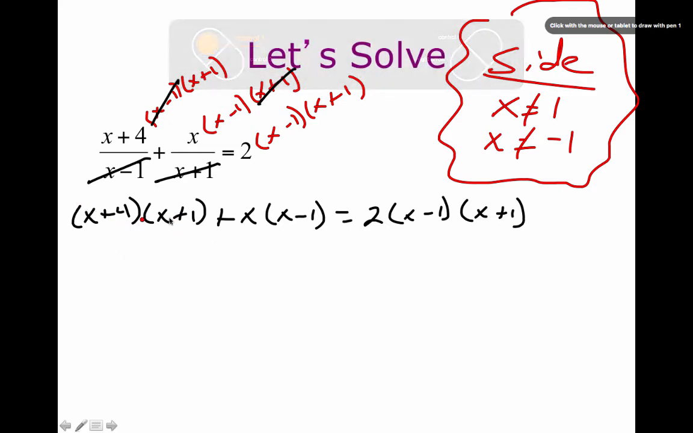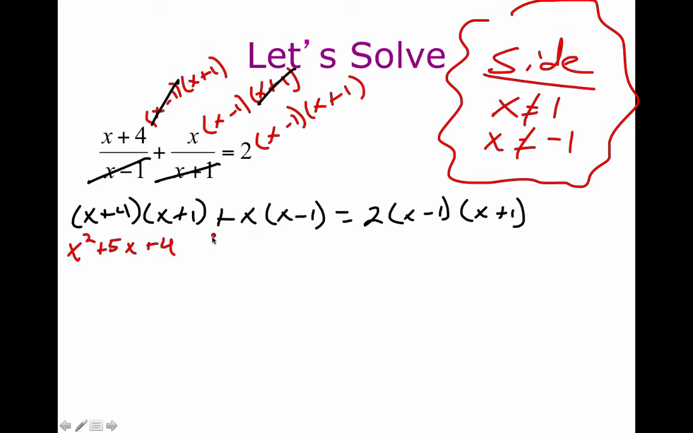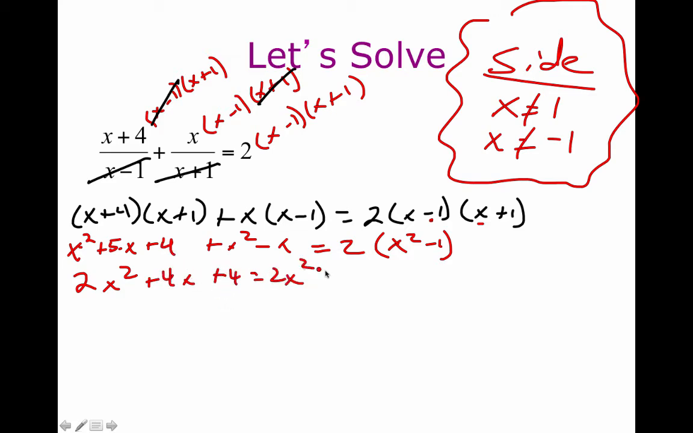I will FOIL these two together, and I will get x squared plus 5x plus 4. I'll distribute these two in, and I'll get x squared minus x. I will multiply these two, difference of two squares. Recognize that. x squared plus x minus x goes away, so I get x squared minus 1. I'll combine these like terms on the left. I get 2x squared, 5x minus 1x is 4x, and plus 4 equals 2x squared. Well, that worked out. Minus 2.